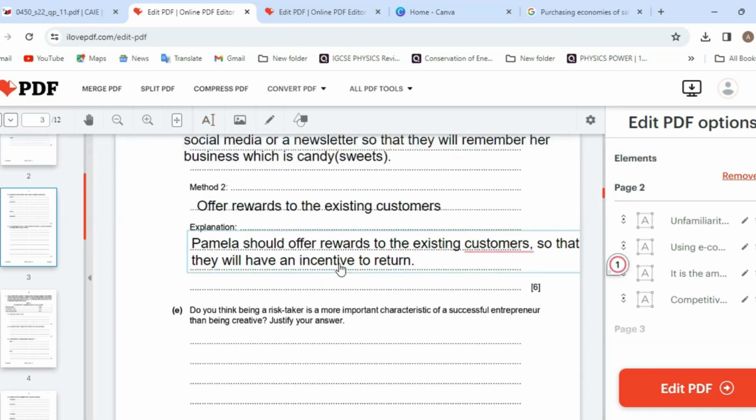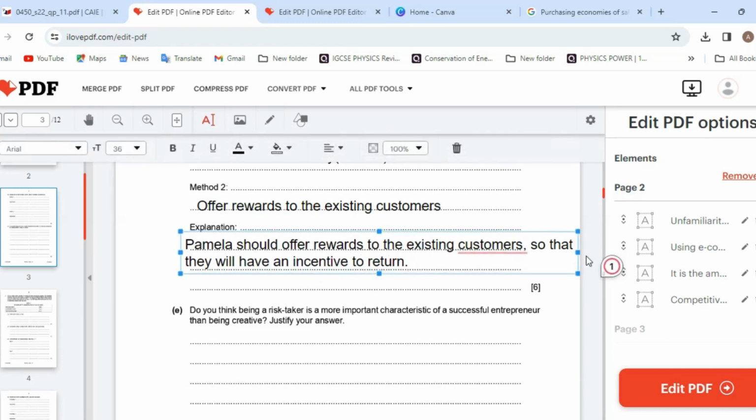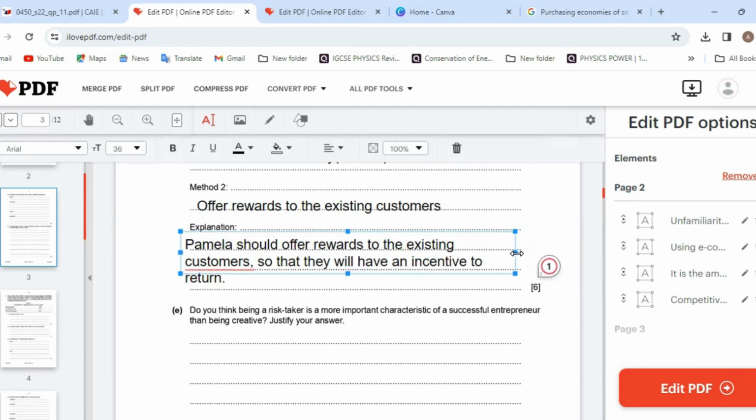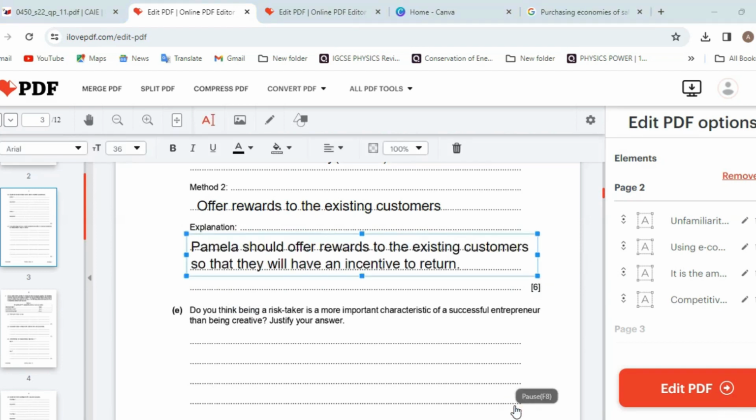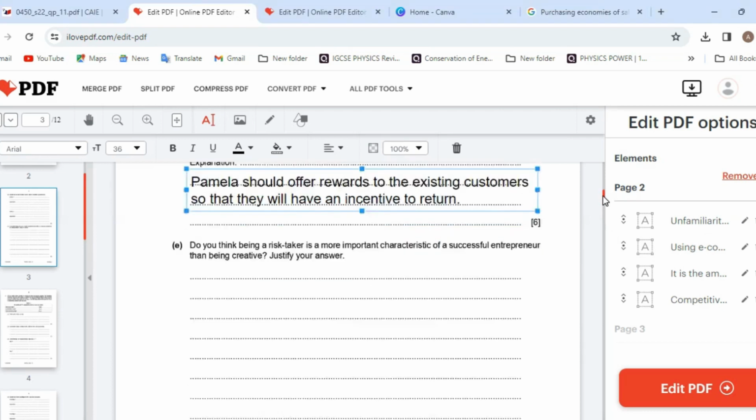Okay, now that we've explained two of the methods, what other method do you think she can use? Of course, she can ask for feedback or carry out market research so that the item she is selling will match the what? The customer needs. Now let's see what we have in the next question here, which is question 1E.